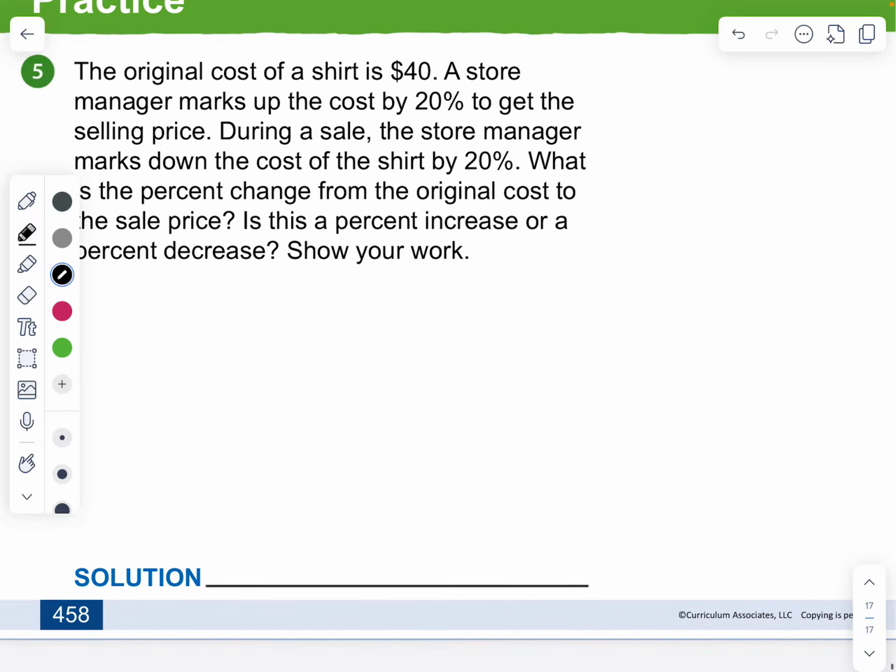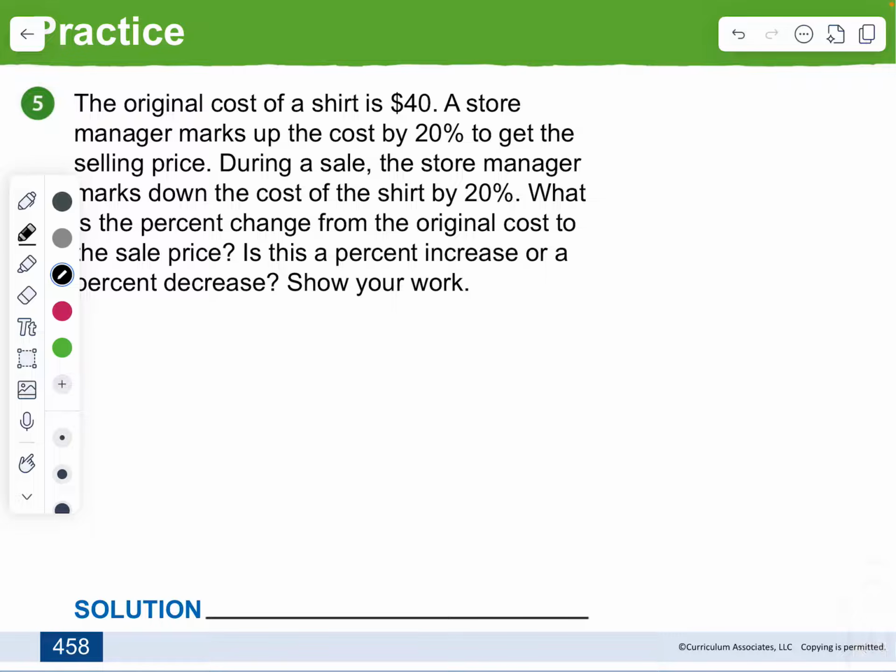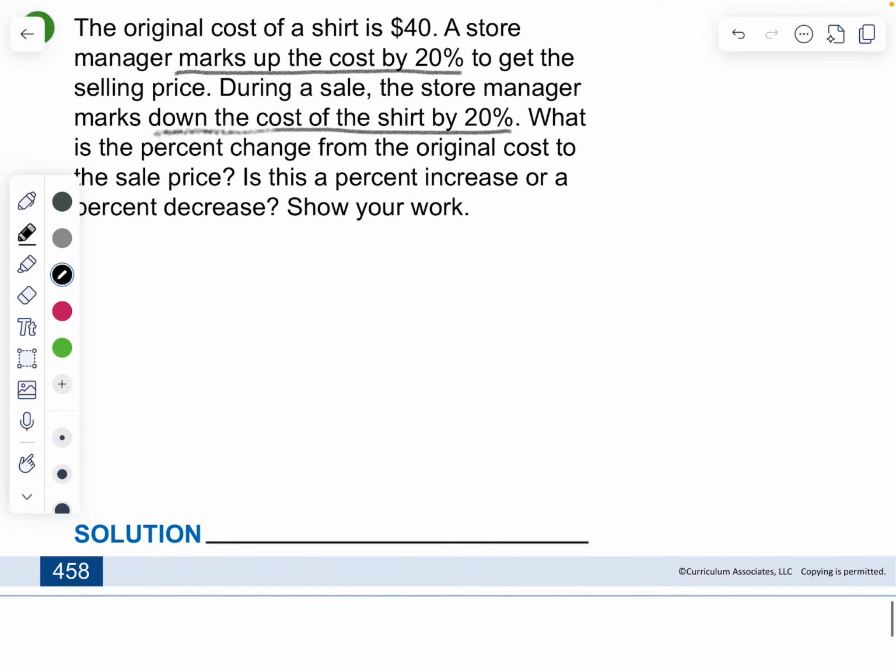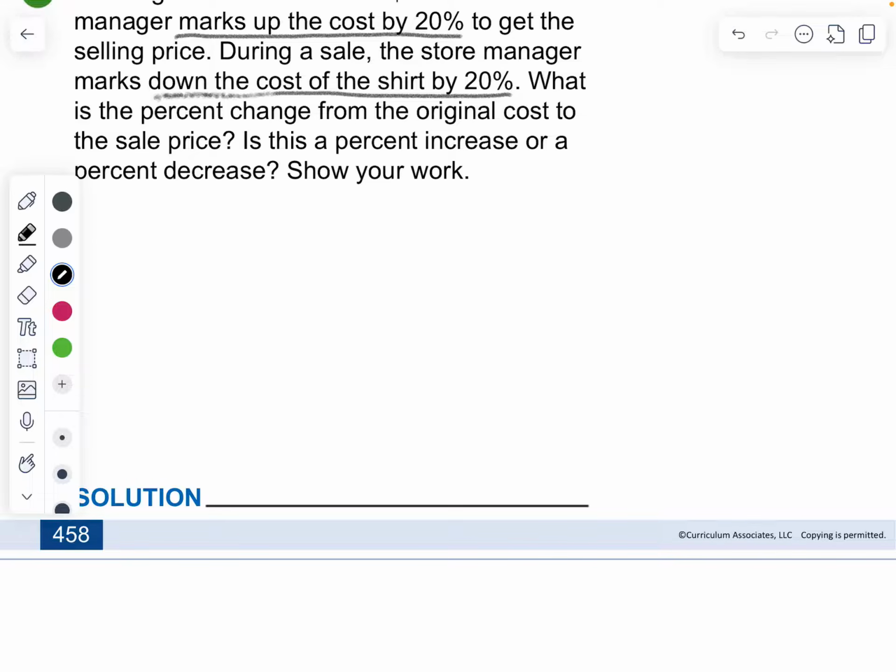And I believe this is the last one. The original cost of a shirt is $40. A store manager marks up the cost by 20% to get the selling price. During a sale, the store manager marks down the cost of the shirt by 20%. What is the percent change from the original cost to the sale price? Is this a percent increase or a percent decrease? So again, not quite as straightforward as you might think, because you might think going up by 20 and then down by 20 means it's an overall 0, but that's not the case.